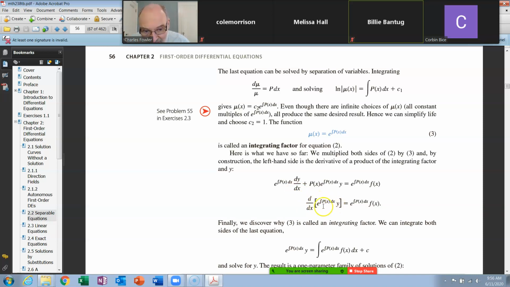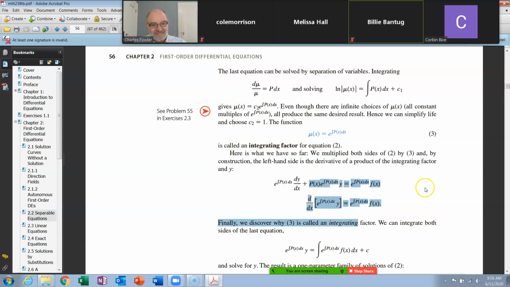y times the integral of that. Well, the integral of this thing would be e to that thing, because that's what an exponential does, times the derivative of your integral, which is p of x. So sure enough, that does work. And that's why it's called an integrating factor. It enables you to do that.